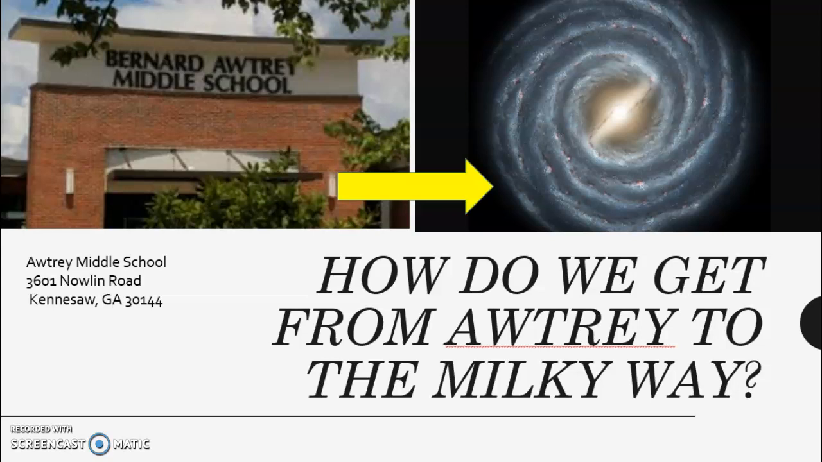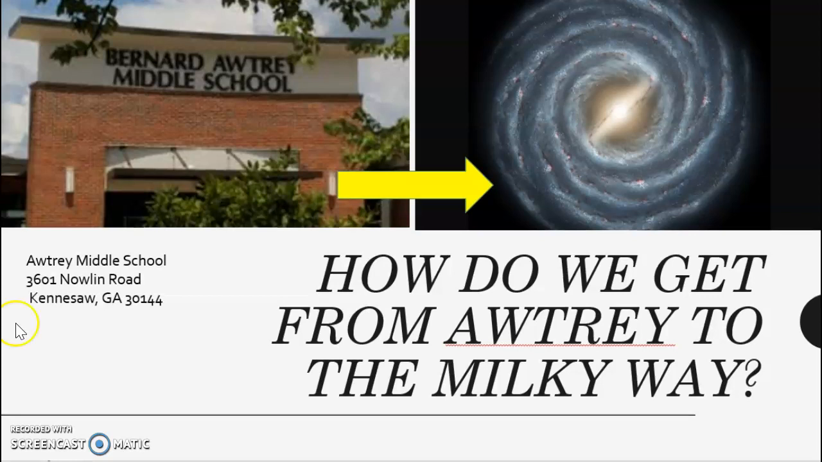So how do we get from Autry Middle School out to where we are in the middle of the Milky Way? So anytime that you want to tell someone where you live, you give them your address. So usually a street number, a city, and a state. And that address communicates where your location is on the planet.